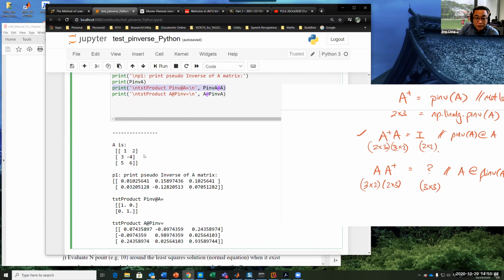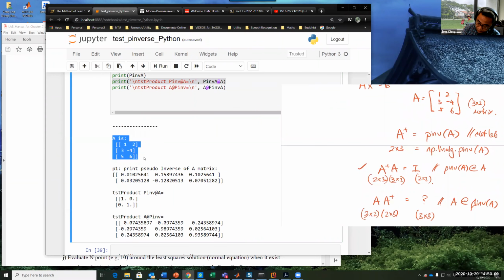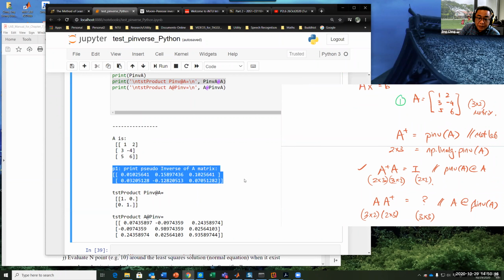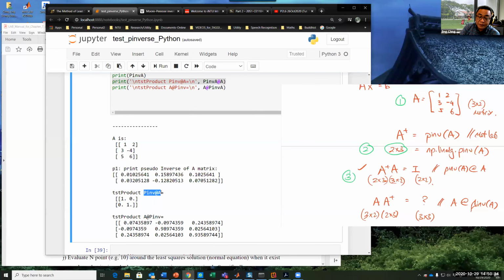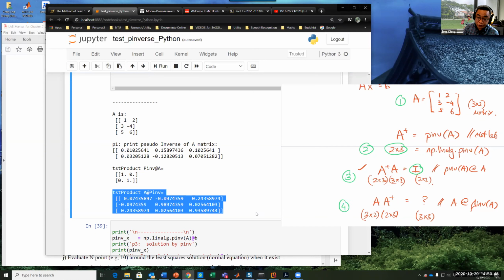All right. A is 1, 2, 3, minus 4. So this is what we expect. Now I make green color here. This is the first step. I'm showing you the pseudo inverse of A. This is the second step. It is a 2 by 3 matrix. I see 2 rows, 3 columns. Great. What about number 3? I am multiplying pseudo inverse times A. I get my identity. That's correct. And finally, I'm doing A times pseudo inverse, which is 3 by 2 multiplied by 2 by 3. I get a 3 by 3. I get some funny value, nothing to do with identity.